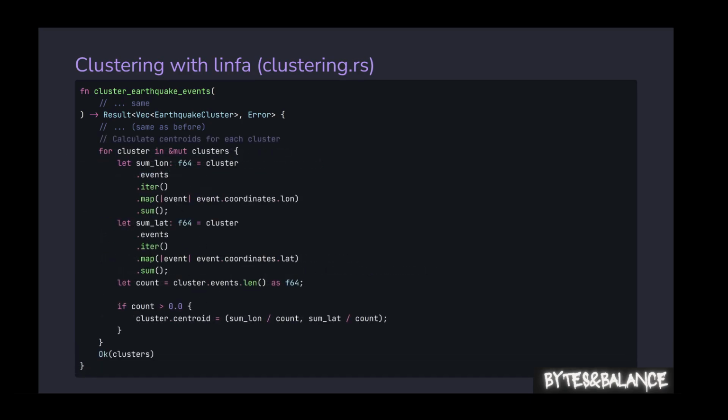And the next step is, after all earthquakes have been assigned, we calculate the centroid, which is the average longitude and latitude. And that centroid represents the central point of the cluster. And here we can return it. We can return the clusters as a vector, which now contains the complete information about each cluster, including the earthquake events belonging to it and the cluster's centroid.